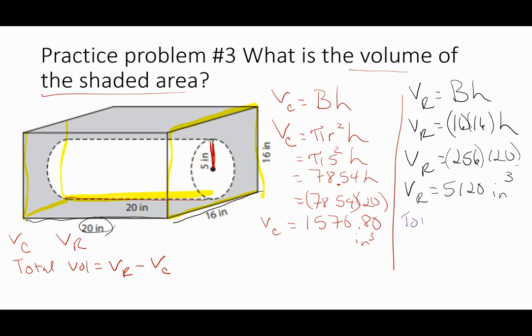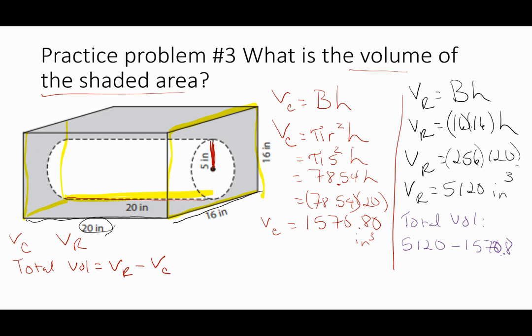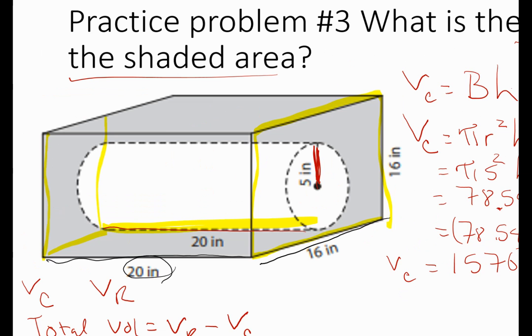So our total that we're looking at over here, our total volume is going to be 5,120 minus 1,570.8. And that is going to be 3,549.2 inches squared. And that's the shaded area.